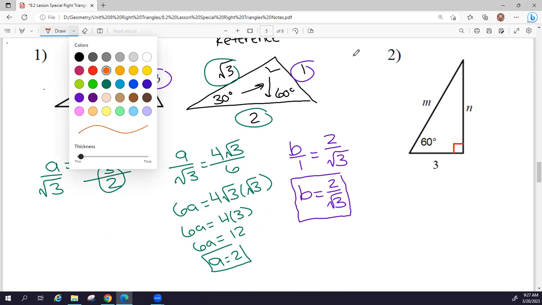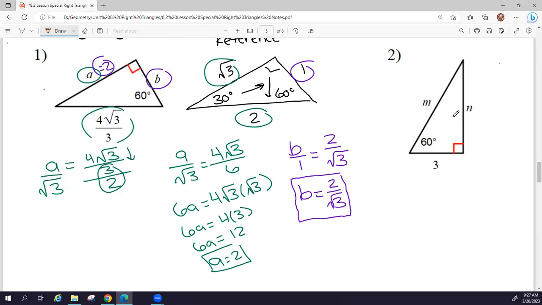Let me do one more like this. I'm going to draw my reference triangle. That's a 60. That's a 30. Across from my 30 is 1. My hypotenuse is 2. Across from my 60 is root 3. The more you draw these whenever you do a problem, the more you'll be able to remember these reference triangles.